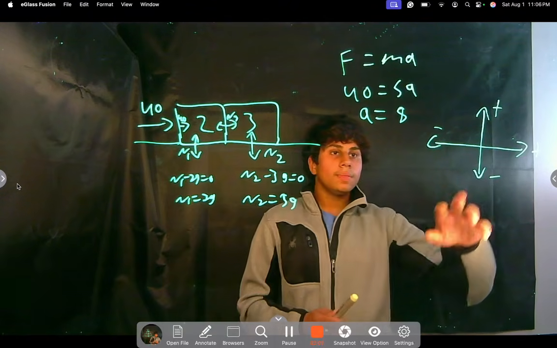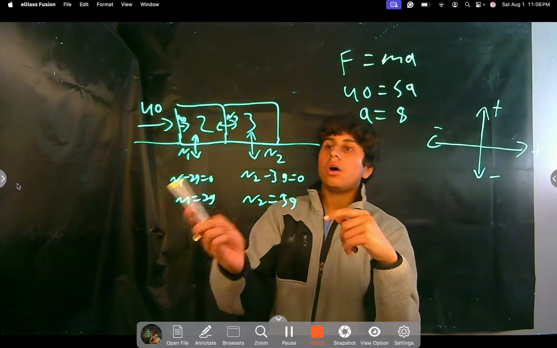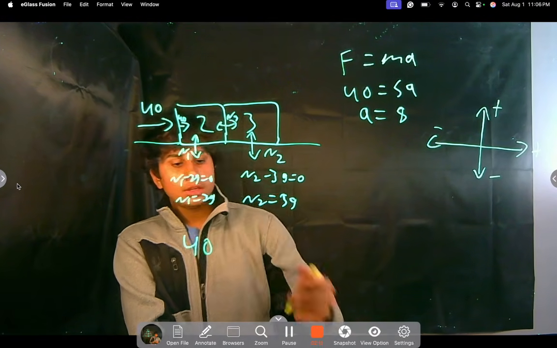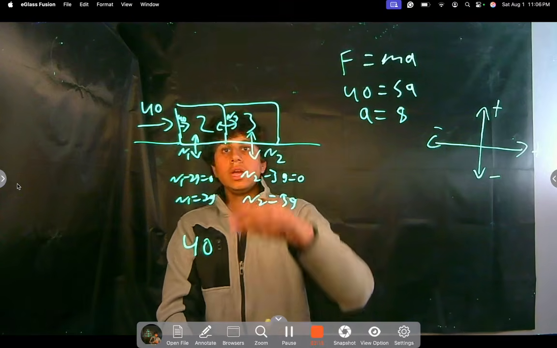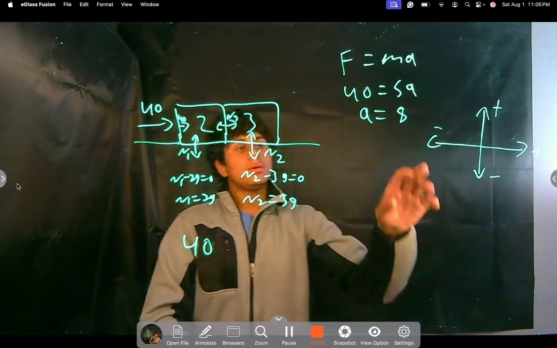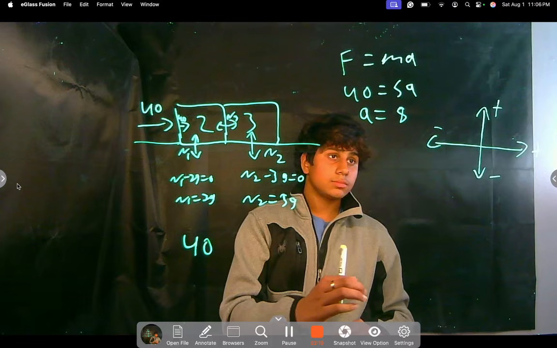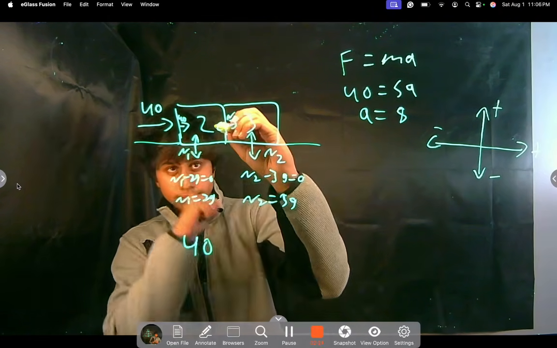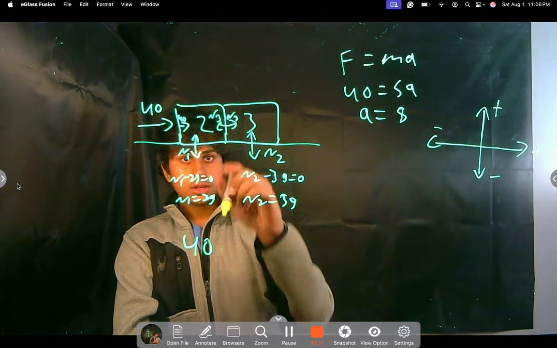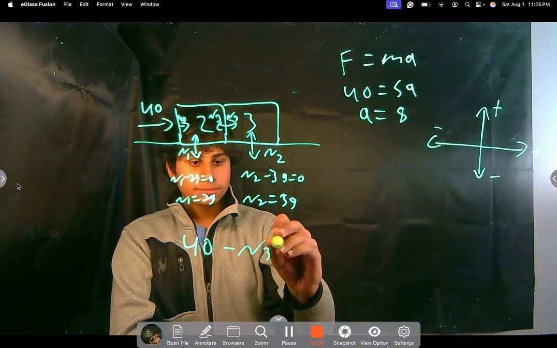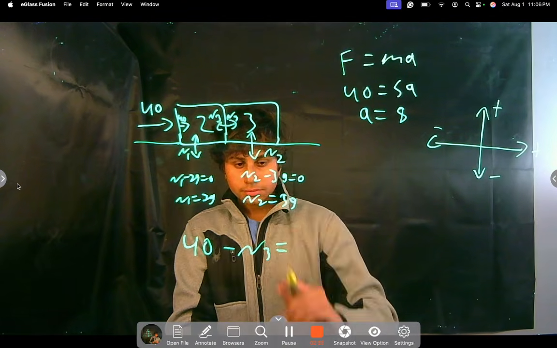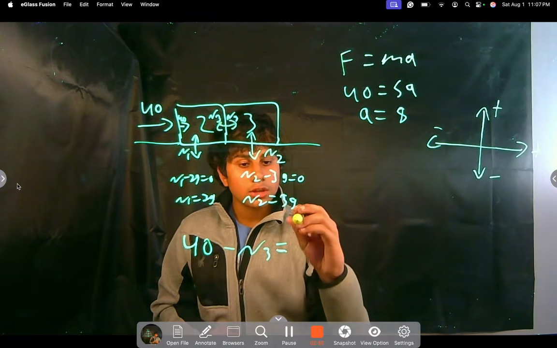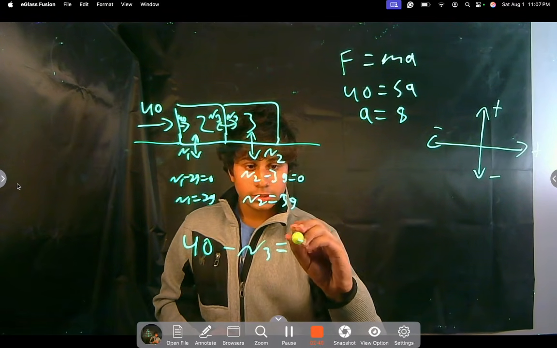Since this is moving to the right, it's going to be positive, so this is going to be 40. Think about it the same way we've been doing vertical problems, where you did the vertical addition and subtraction. It's going to be the same way horizontally. So you're adding 40, and you're subtracting N3 here, because this is moving to the left. So 40 minus N3 is going to be equal to our net force here, which is actually not 0, it's going to be 2a.